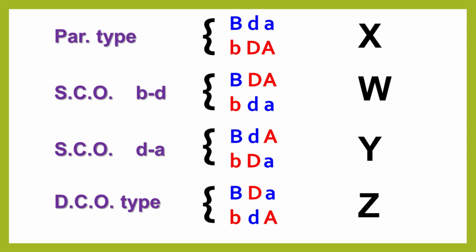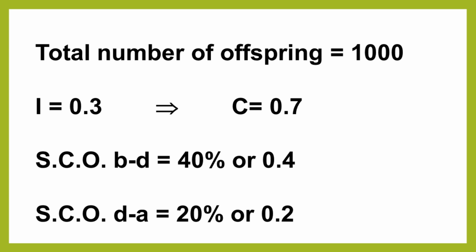Here I have also listed the total number of offspring for each group as unknown. For example, the letter X represents the total number of offspring of the parental type, and Z represents the total number of offspring of the double crossover type. Now let's review what data we have. We have the total number of offspring, 1,000, the interference, which is 30% or 0.3. Therefore, the coefficient of coincidence will be 0.7. And the frequencies of single crossovers are 40% or 0.4, and 20% or 0.2. Seems we're good to go.